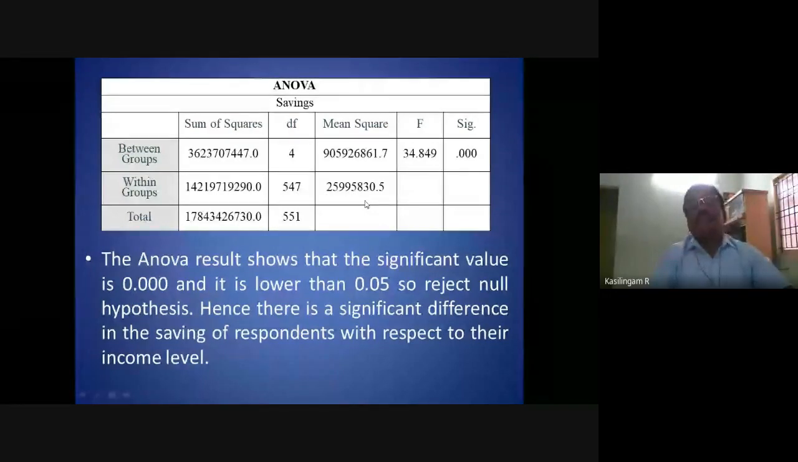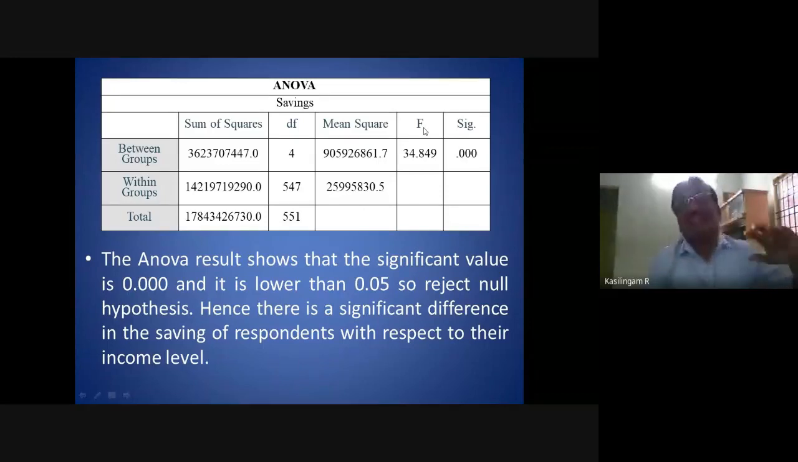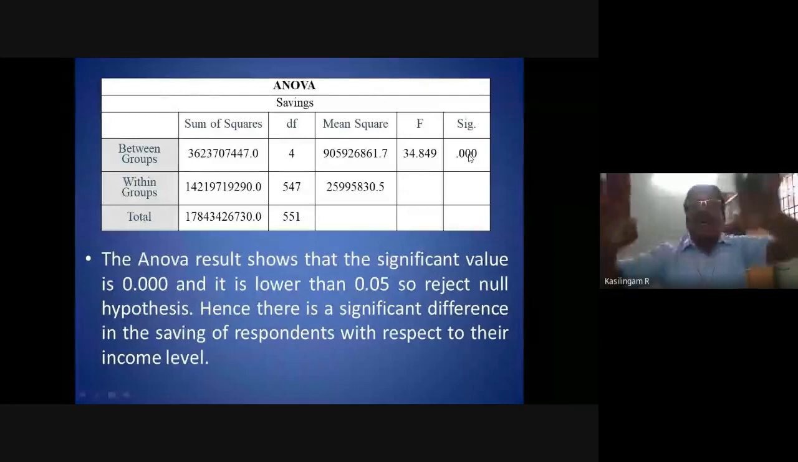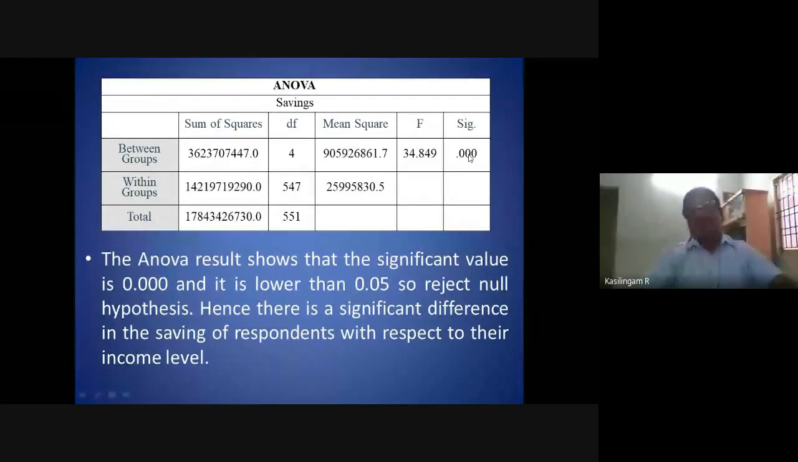Now, F is nothing but the F ratio. Some people call it the F ratio. F ratio is between groups divided by within groups. This between mean sum of square divided by the within mean sum of square is the F value. Okay. So the significance level is nothing but where this F value is lying in the F table, at which significant value the calculated F value is lying.